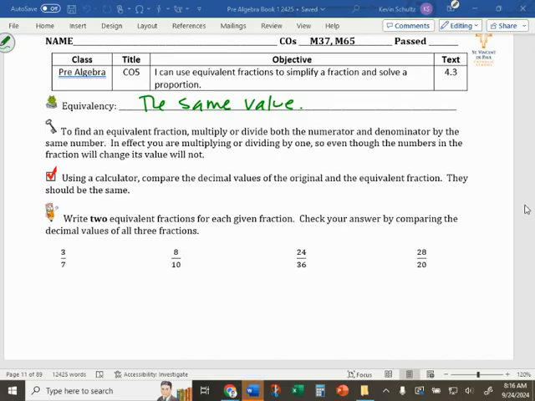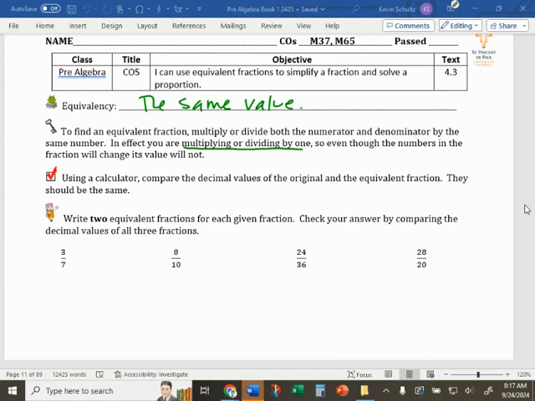We use the equal sign oftentimes, but it's not referring to the numbers, because the numbers of equivalent fractions are different, but their values are the same. The key point you need to put on a help sheet: define equivalent fraction, multiply or divide both the numerator and the denominator by the same number. In effect, you are multiplying or dividing by 1, so even though the numbers in the fraction will change, its value will not. The reason the values of equivalent fractions do not change is because you are multiplying or dividing by 1. And when you multiply or divide something by 1, the value doesn't change.